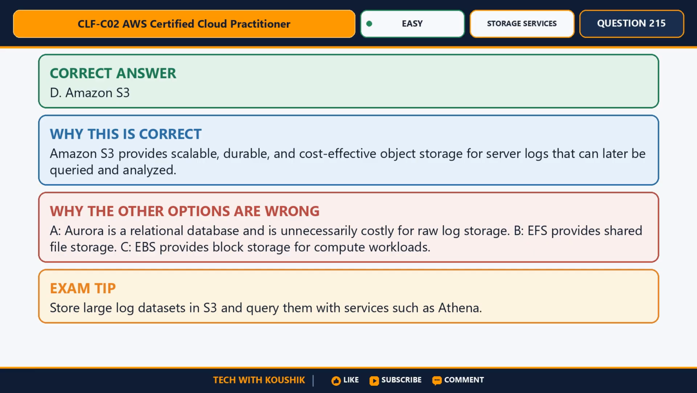Why are the other options not correct? A. Aurora is a relational database and is unnecessarily costly for raw log storage. B. EFS provides shared file storage. C. EBS provides block storage for compute workloads. Exam tip. Store large log datasets in S3 and query them with services such as Athena.